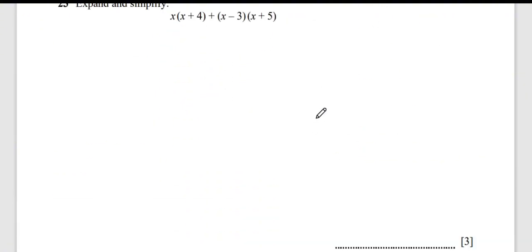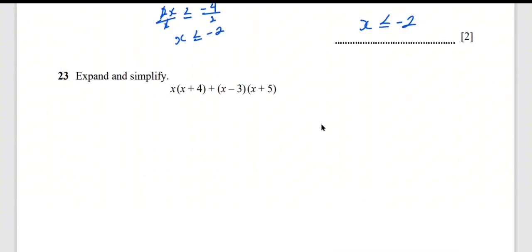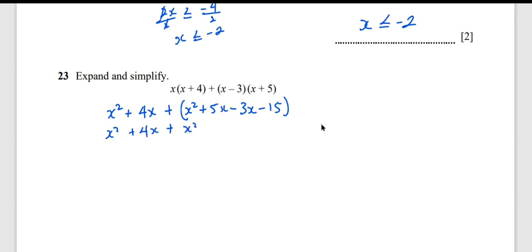All right, so the next one is that we have to expand and simplify. So let's expand this. That will give us x squared. X times 4 will give us plus 4x. Then open this bracket, plus. Let's open a bigger bracket and open this one. This and this will give us x squared. This and this will give us plus 5x. This and this will give us minus 3x. This and this will give us minus 15. Okay, so that will give us x squared plus 4x plus x squared. These two here will give us plus 2x. So we are done expanding.